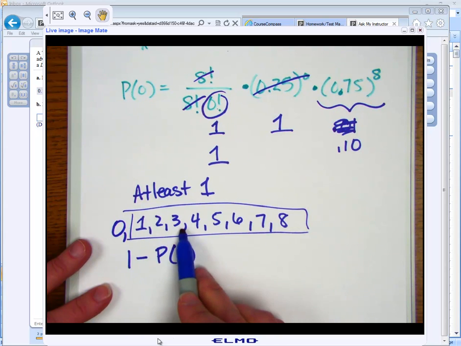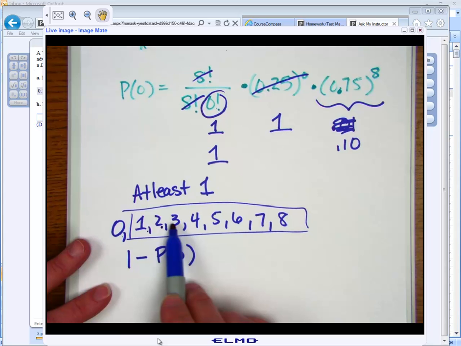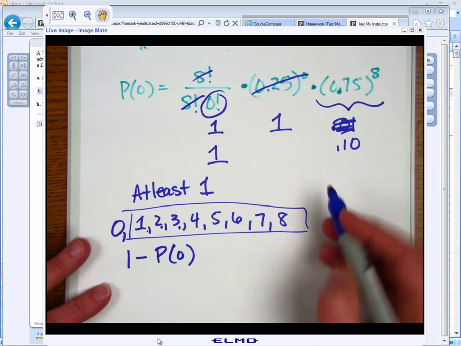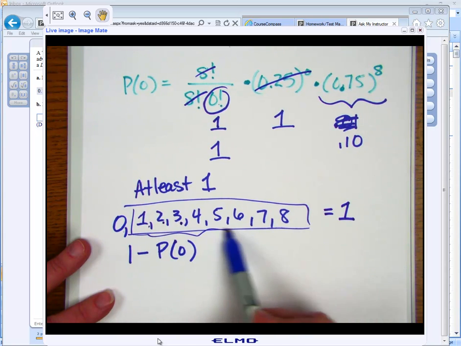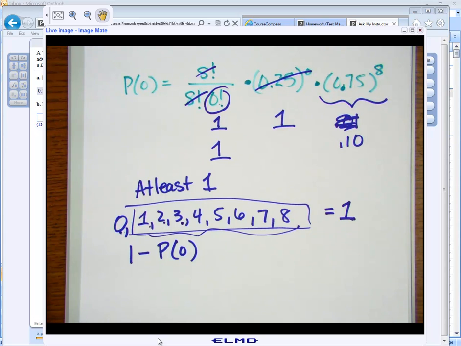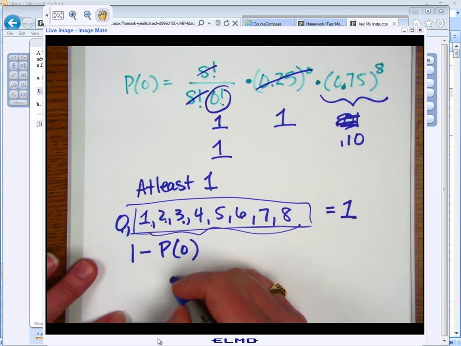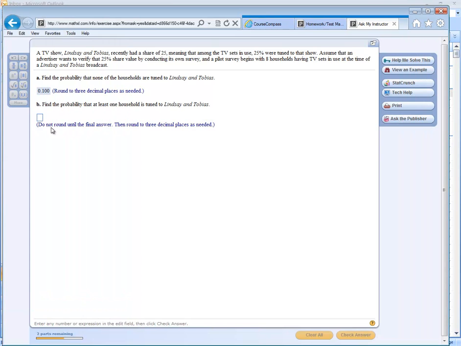The probability of all these added together is also going to be equal to 1 minus the probability of 0. Remember, all of these are going to have to sum to 1, right? The probability of 0 plus probability of 1 plus probability of 2 plus probability of 3, etc. has to equal 1. So in order to get the probability of all of these, I can just take 1 minus the probability of 0, which we already have. We just showed that to be 0.100. So if I take 1 minus that, it is going to be 0.900. And that's the right answer.